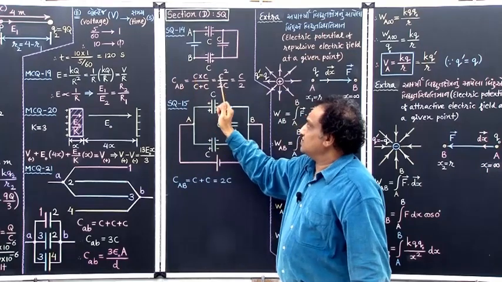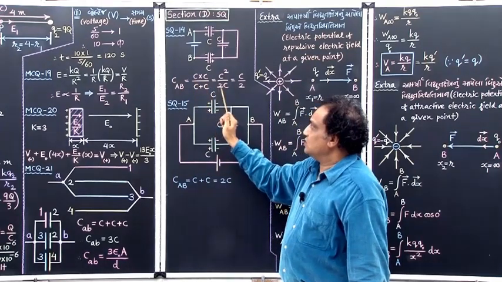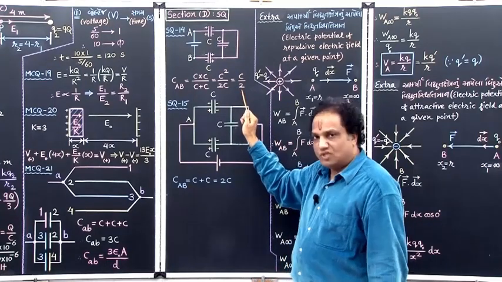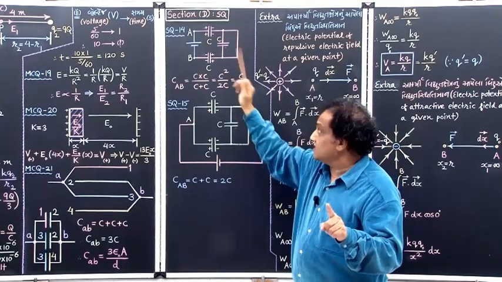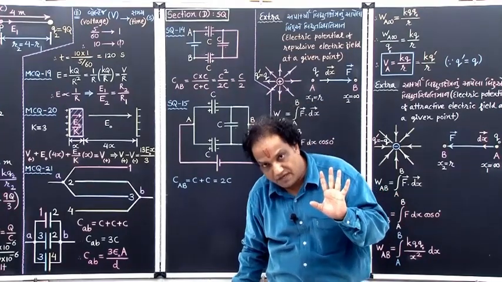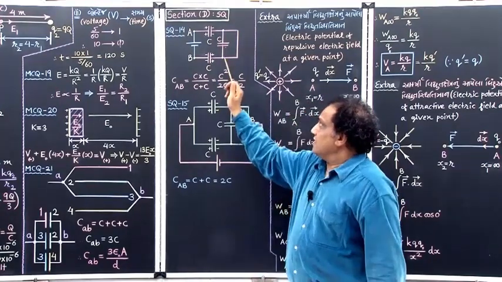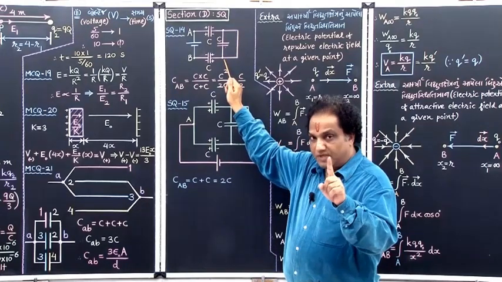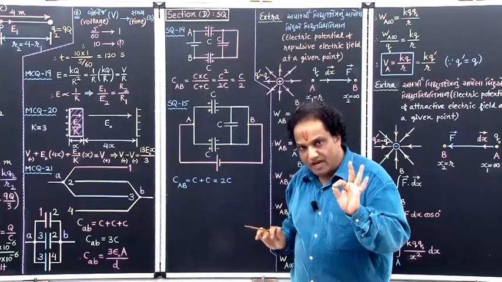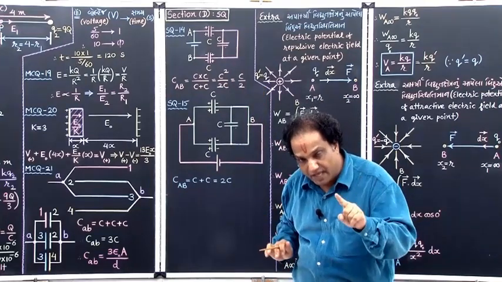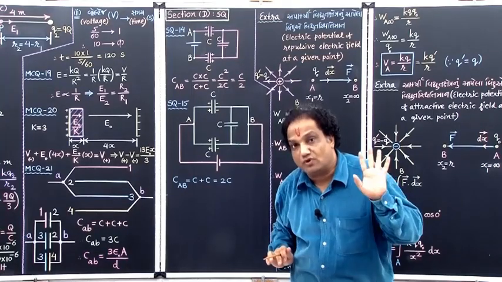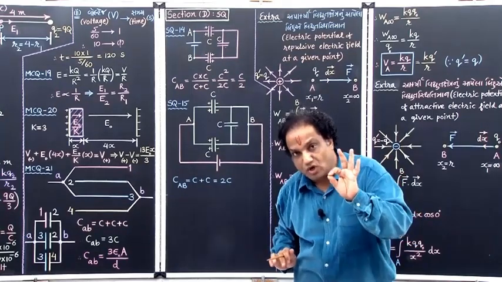Now C into C, that is C square, C plus C, that is 2C. One C is getting cancelled, so what is left is C by 2. So what is the equivalent capacitance in this case? Come on, C by 2. That is your final answer. Okay. Remember, short circuit means a path of zero resistance. If the flow of electrons is short circuited, meaning thereby the flow of electrons is provided a path of almost zero resistance, that is called short circuit.